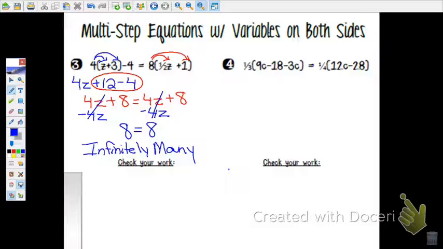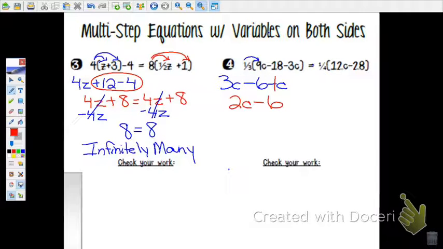So 9c divided by 3 is 3c. -18 divided by 3 is -6. -3c divided by 3 is -1c, or just -c. And then I have some simplifying that I can do. 3c minus 1c gives me 2c minus 6.